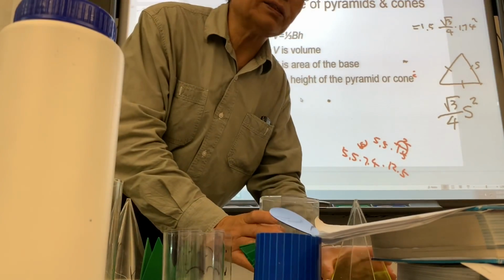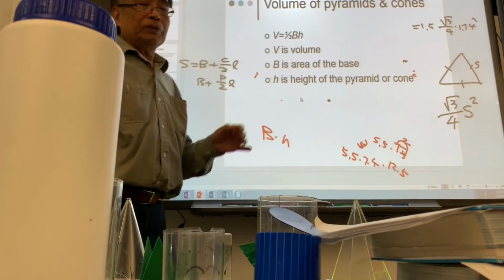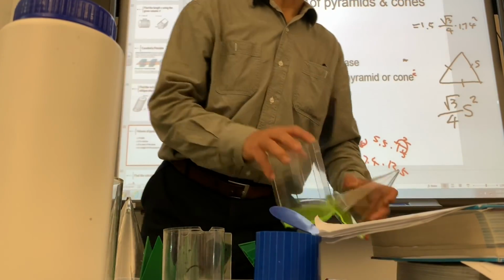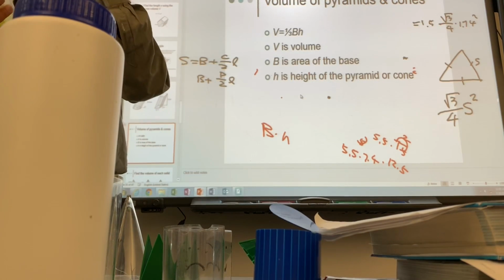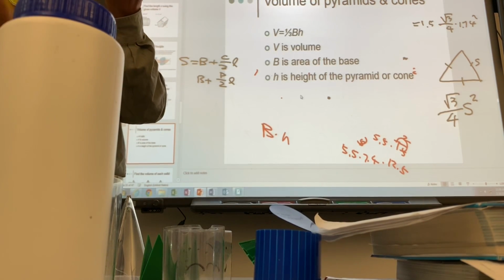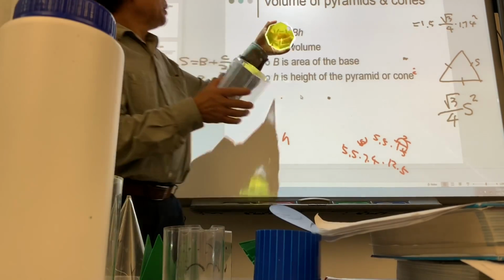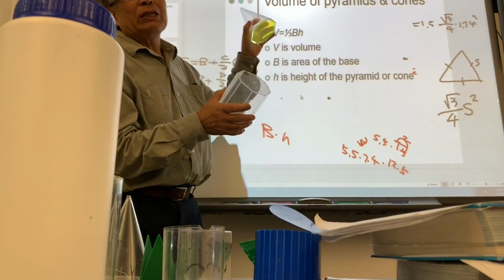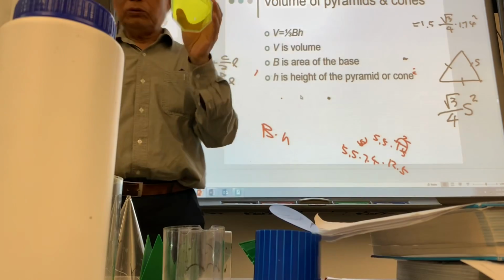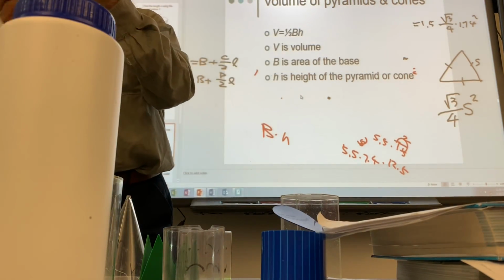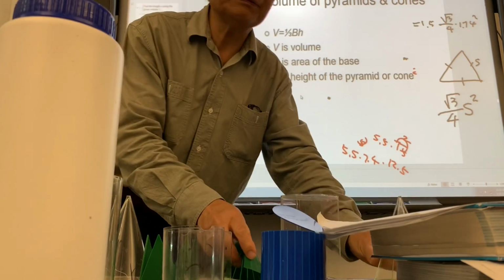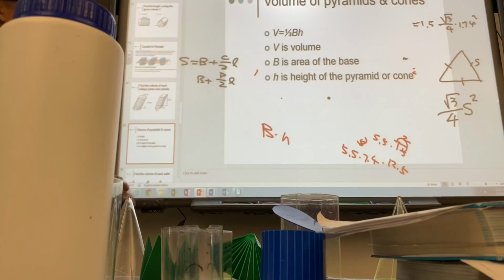So 1/3. If the volume is 1/3, this is a pyramid. This one is a prism. So find the base area. Base area times height. So this question also needs to find the base area. Circle is easy. This is not that easy. Okay, please? Now we have some examples.